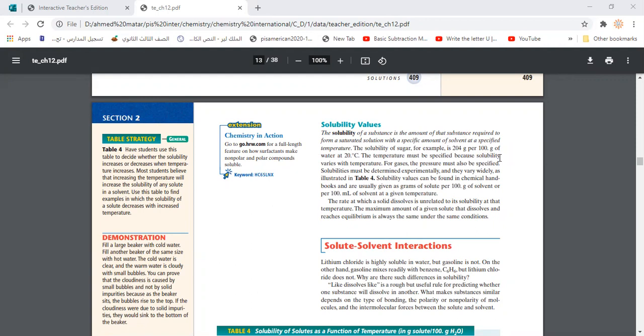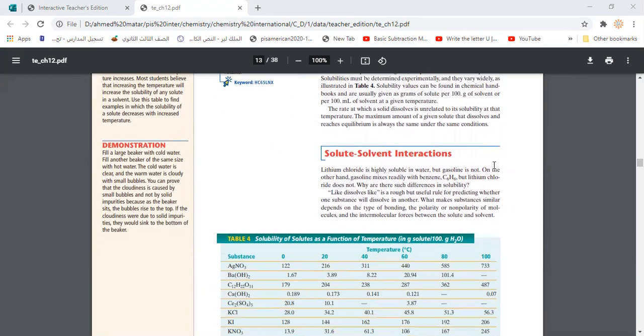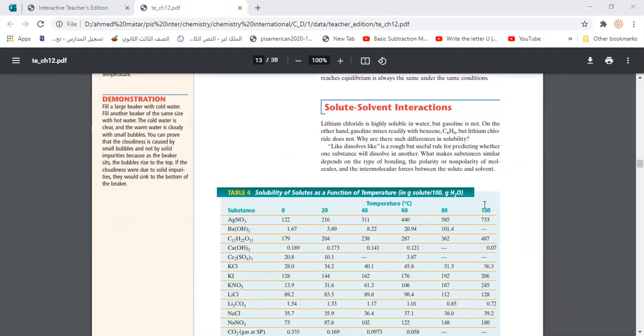So we have something called the solubility value. It means the amount of a substance required to form a saturated solution. That means the maximum amount of a certain substance that can be carried by a certain amount of solvent. Let's take an example to understand. This table represents the idea. First of all, to find the solubility value, we need to fix some factors: the amount of solvent must be constant, and the temperature too, to be able to compare the solubility values of different substances.